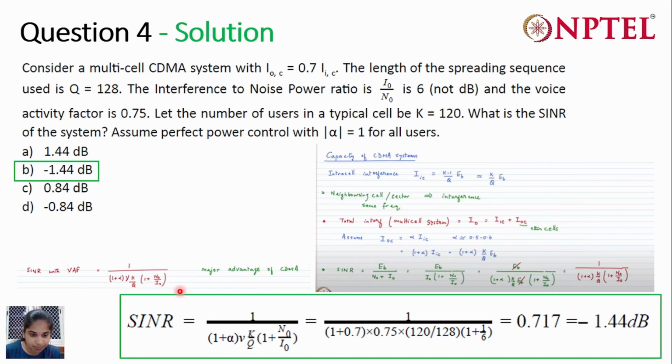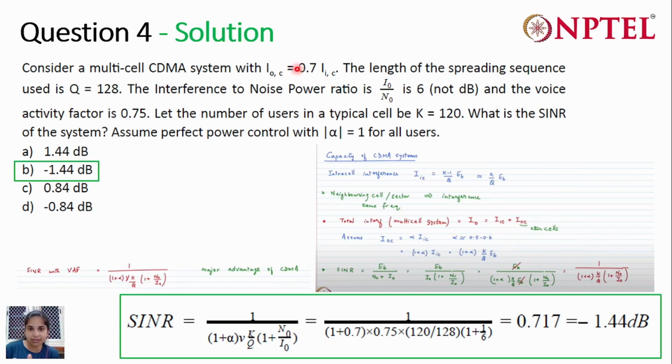Madam, here, gamma is the voice activity factor. Yes. And my other confusion is always about the alpha. Is this alpha a proportionality between I and IO? It's the same thing as the perfect power control alpha? No, they are different. That alpha is different.